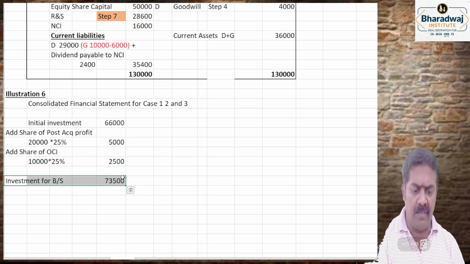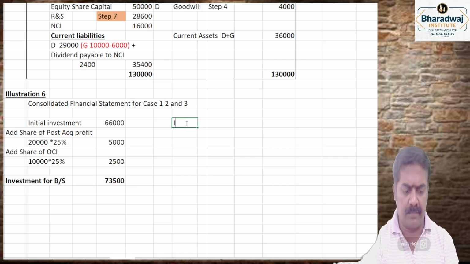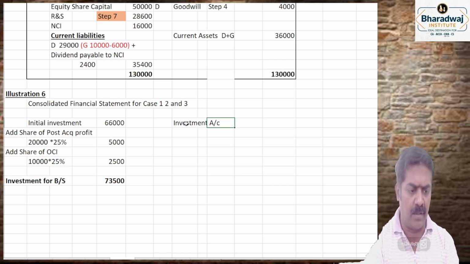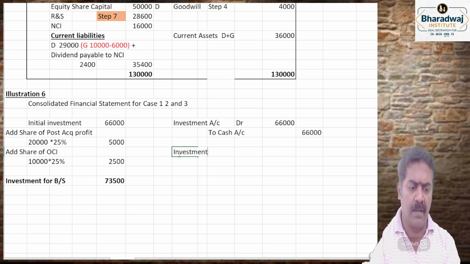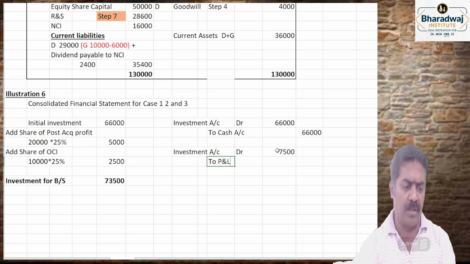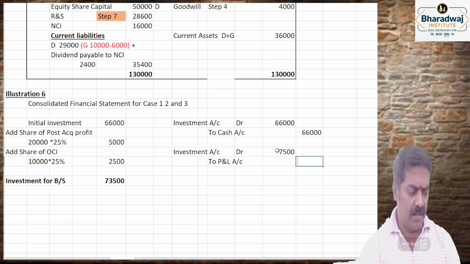See, what is the journal entry we passed when we acquired the investment? Investment account debit, which account? Cash account. How much did you record? 66,000. Then again these two, how to recognize? Investment account debit, the 7,500. Share of profit will be recognized in which one? Profit and loss account, or you can say other equity. OCI will be recognized in what?